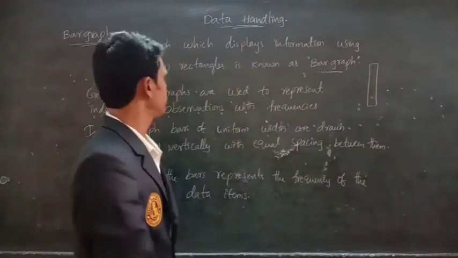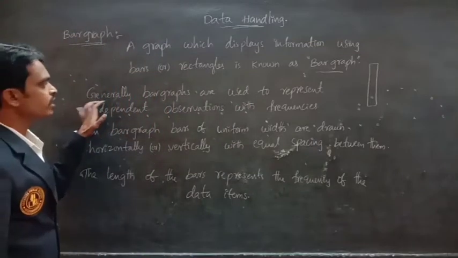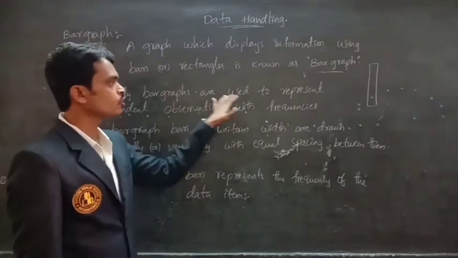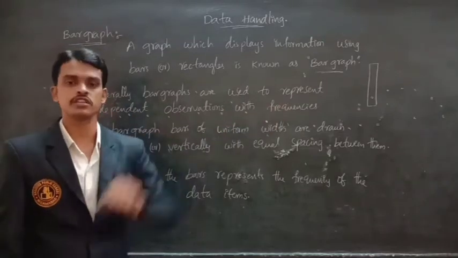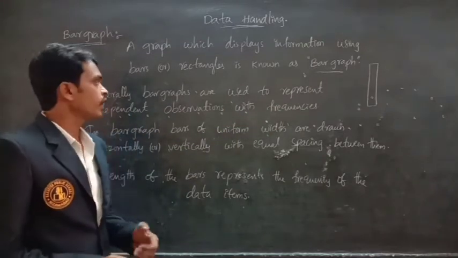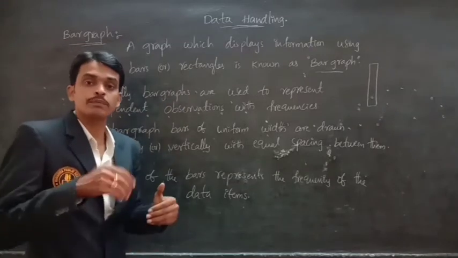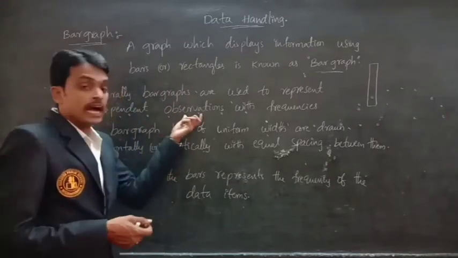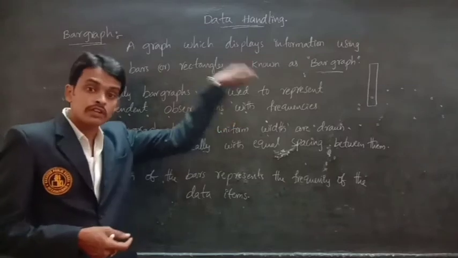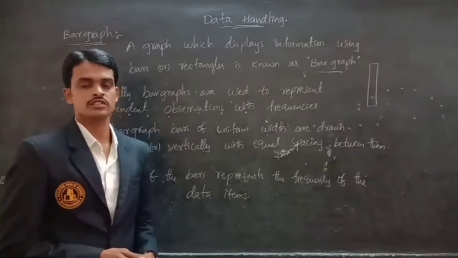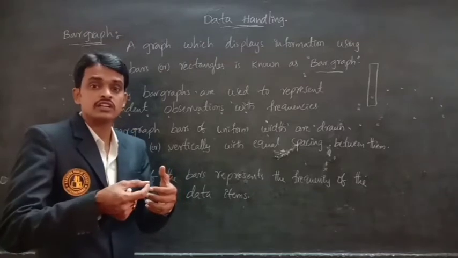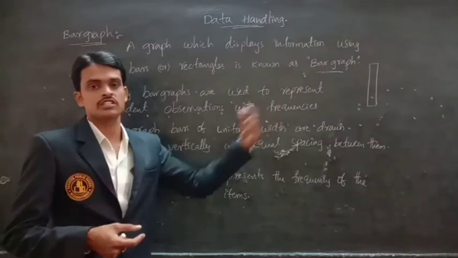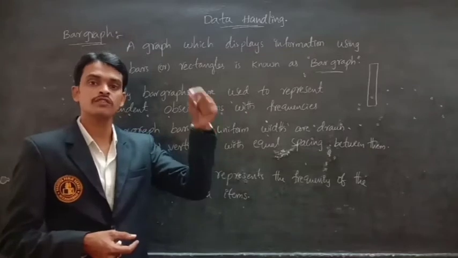Generally, bar graphs are used to represent independent observations with frequencies. So here we are using a bar graph to represent the frequencies of the observations.